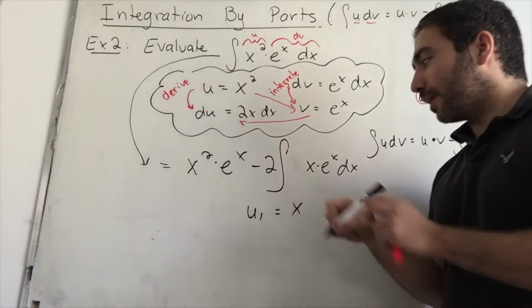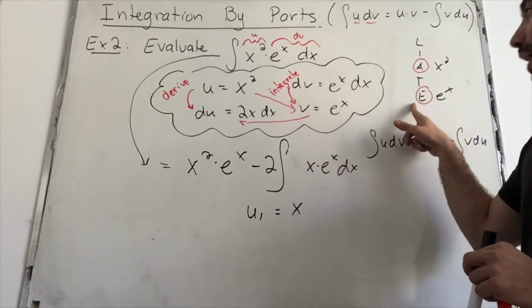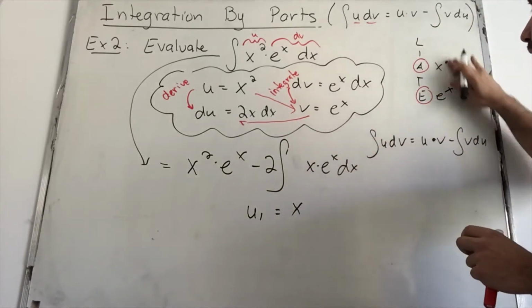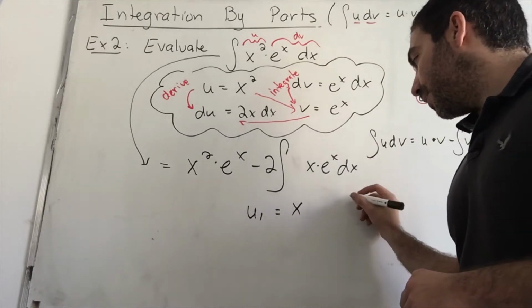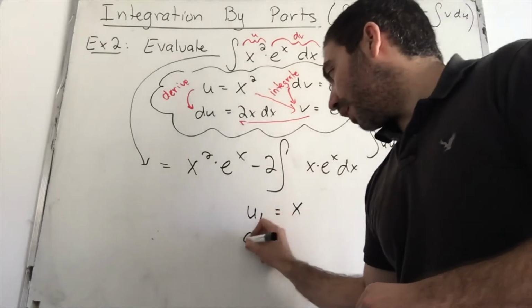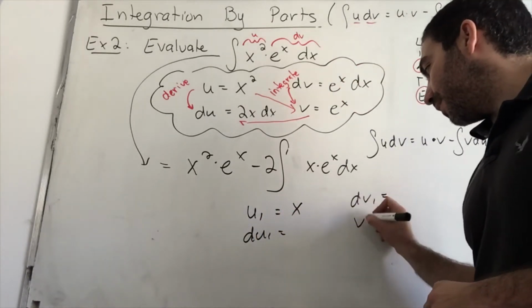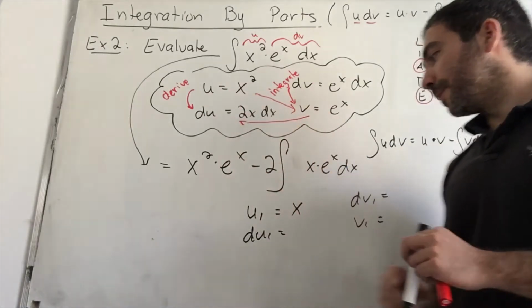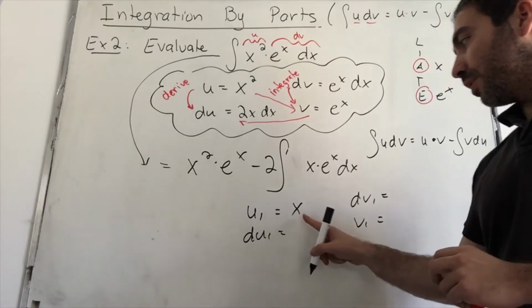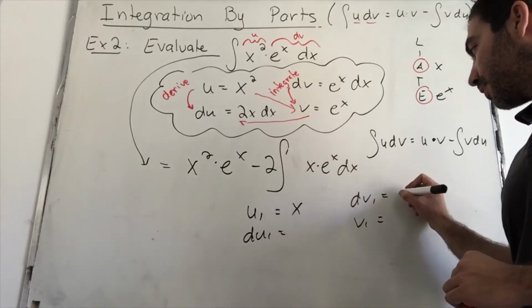Again, we're still multiplying an algebraic function times an exponential function, so algebra still stands above exponential, but in this case now we have not x squared, but x. Still above that, so I'm letting u1 equal x, which means that I have to go get my du1, I have to go get my dv1, and my v1. Okay, so I'm just using different notation, not to copy the ones here. Okay, so u1 is equal to x, dv1 is equal to e to the x dx.